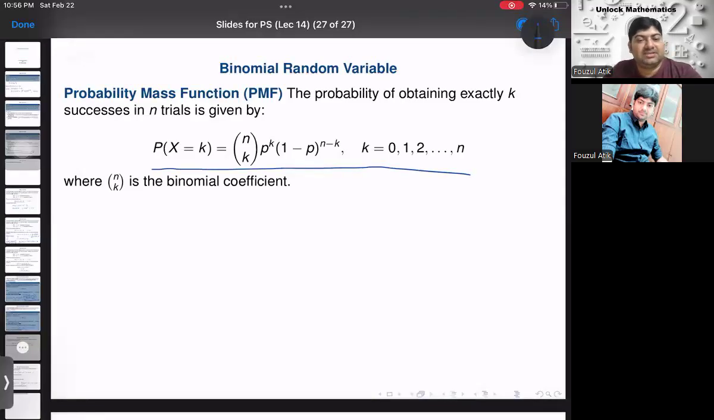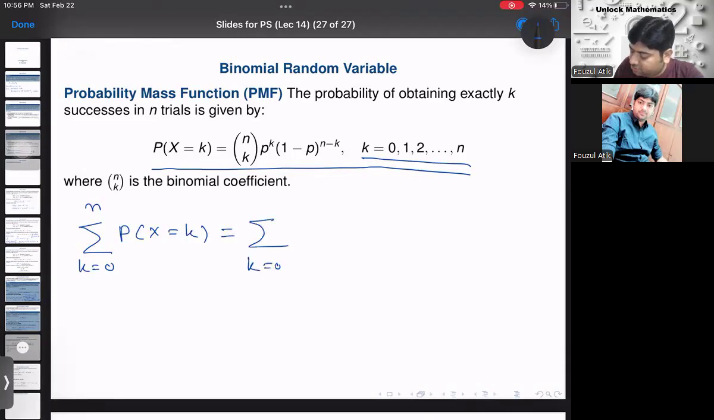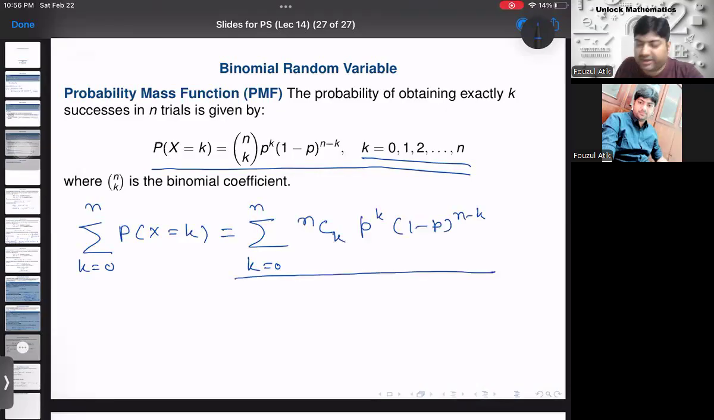But how do you verify that this is the probability mass function? We all know that if a random variable takes these values, their probability sum should be 1, right? So let us see whether the sum is 1 or not. Summation of k equal to 0 to n, P of x is equal to k, equals summation of k equal to 0 to n, nCk into small p power k into 1 minus p whole power n minus k. But can you recognize this formula? Yes, it is the binomial theorem, the binomial expansion. So this is equal to p plus 1 minus p whole to the power n, which is 1 to the power n, and therefore it is 1.